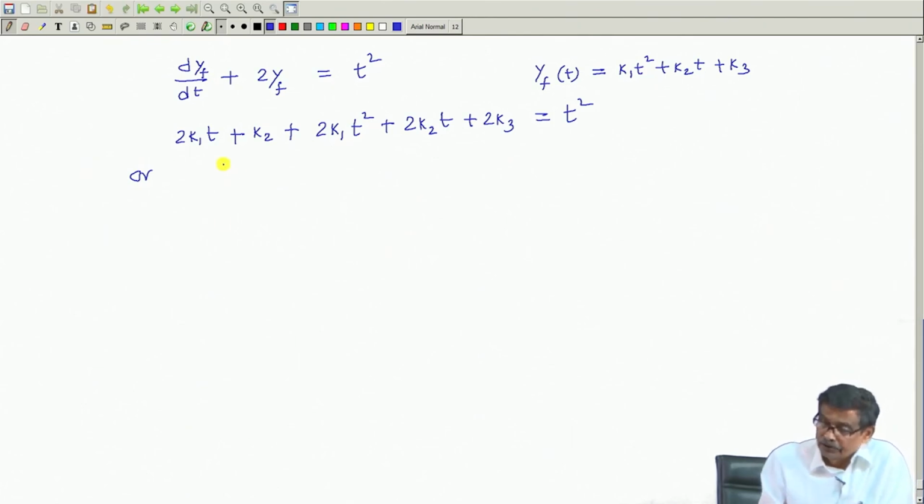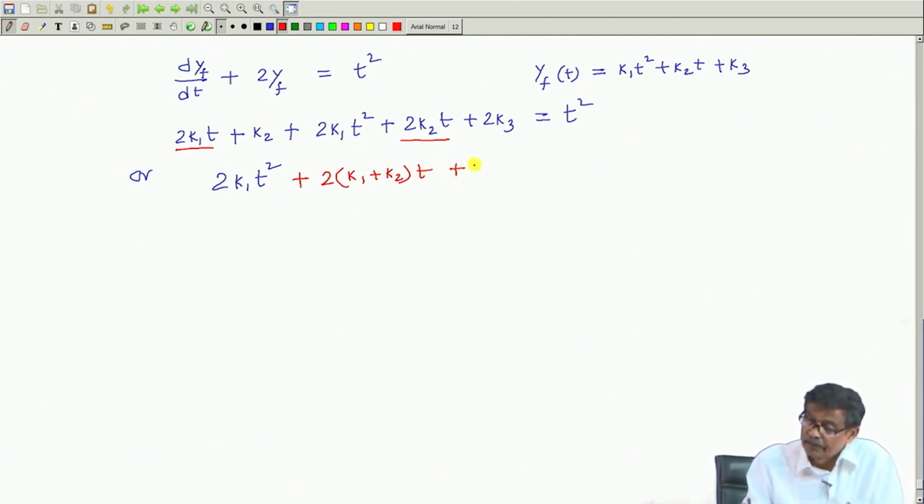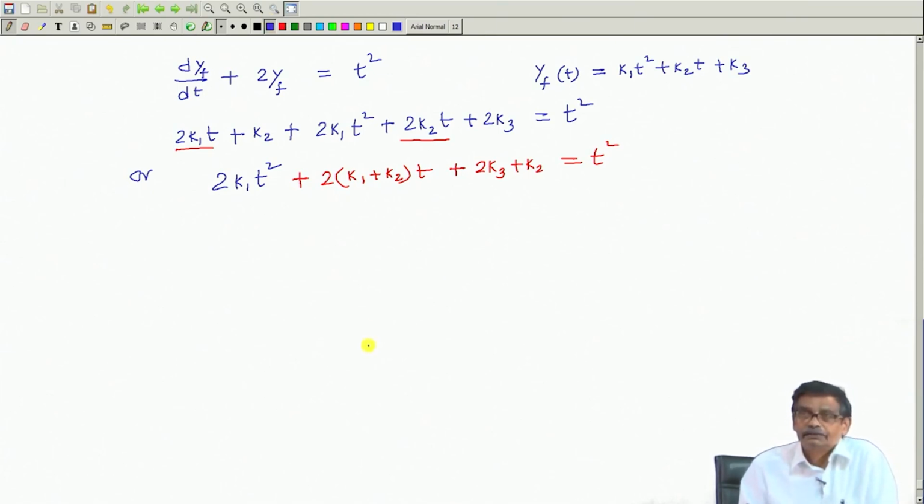If I make a mistake, point out. So it will be 2 k1 t square term. What are the t terms? This is 1, this is 1, plus (2 k1 + k2) into t, and plus the constant term, that is 2 k3 + k2, and this I am telling is equal to t square. Now, this thing has to be true for all time t, no matter what the time is. So, this is an identity.